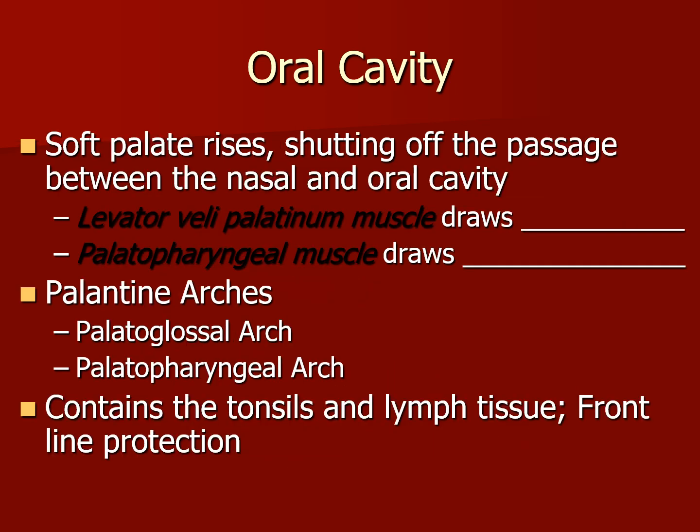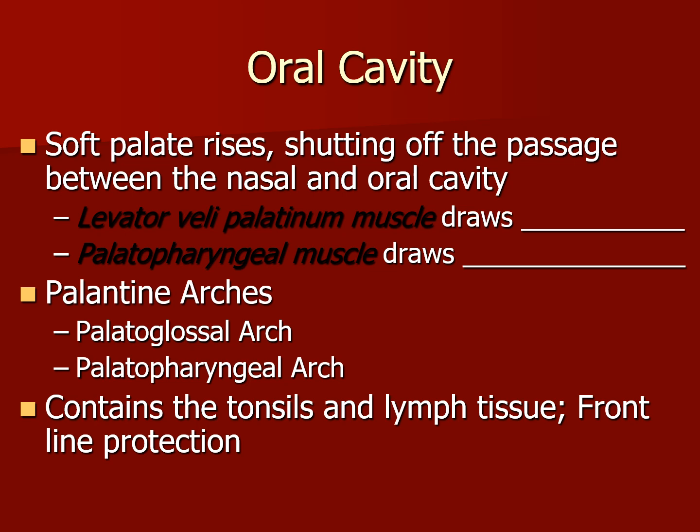The soft palate of the oral cavity will actually rise, and we're looking at the uvula here, and shut off the passage between the nasal and the oral cavity. We already actually talked about this when I talked about milk and how it can come out of people's nose when they're laughing, right?